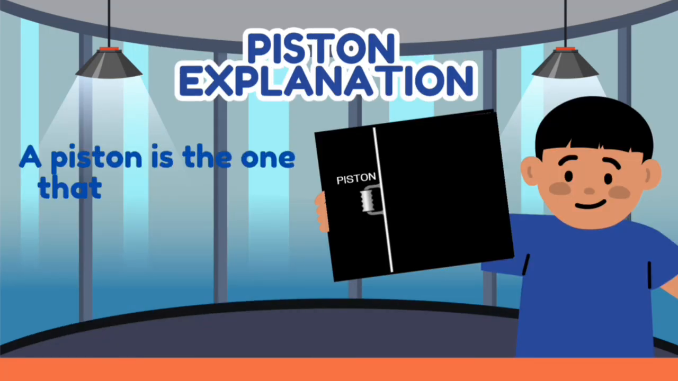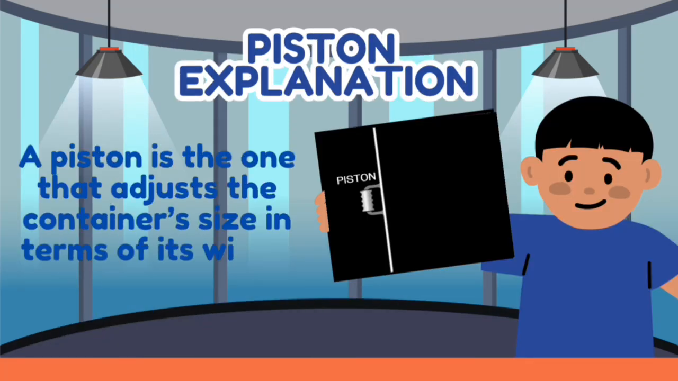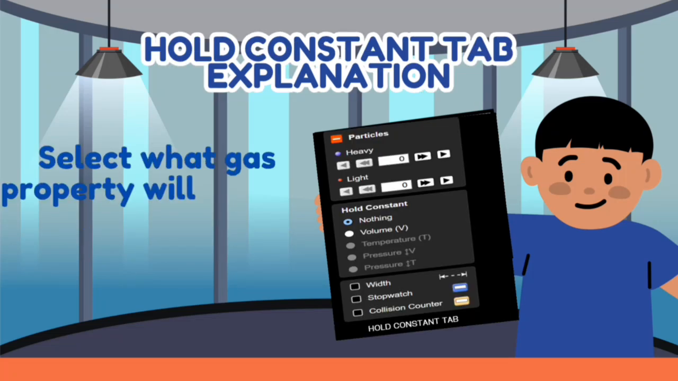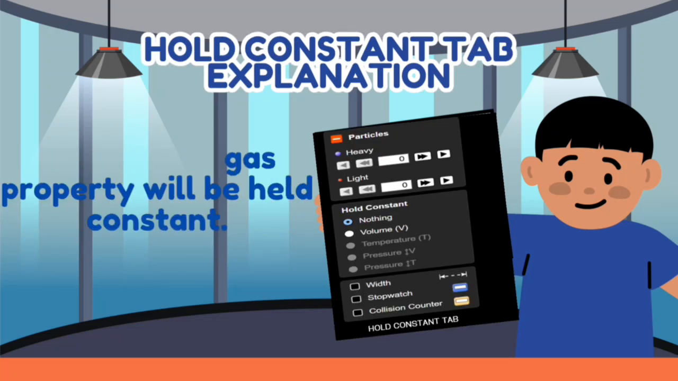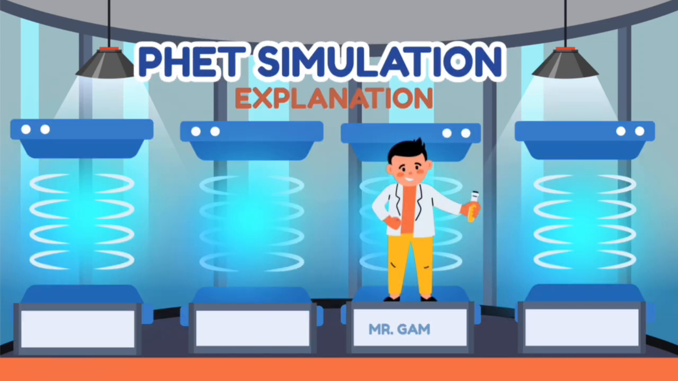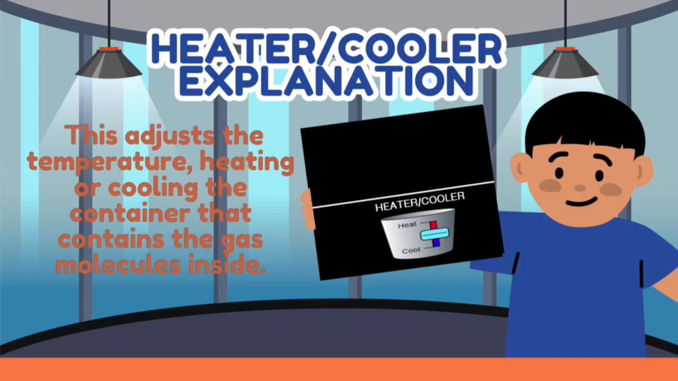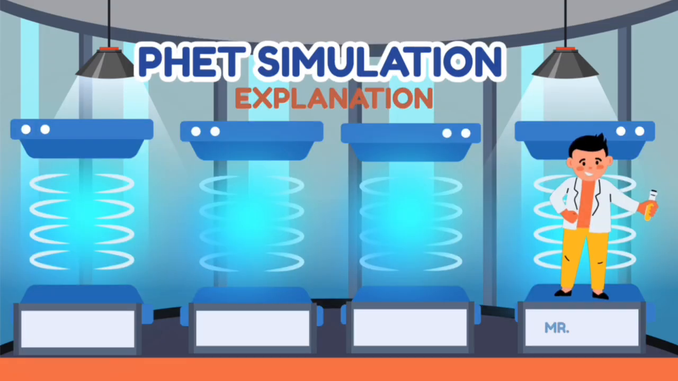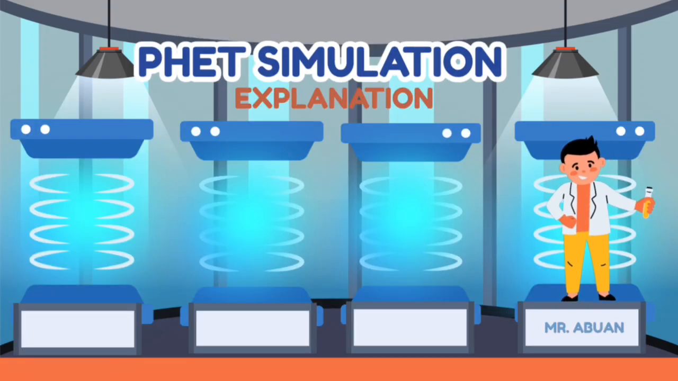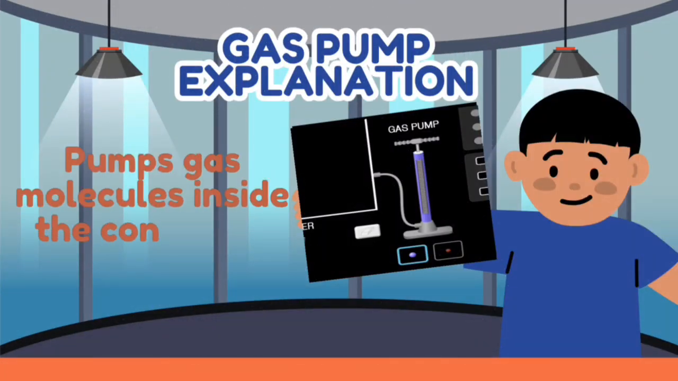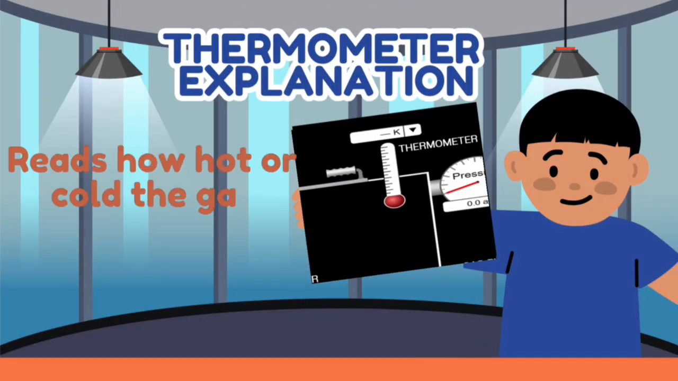A piston is the one that adjusts the container size in terms of its width. Select what gas property will be held constant. This adjusts the temperature, heating or cooling the container that contains the gas molecules inside. Pump gas molecules inside the container. Reads how hot or cold the gas molecules inside the container are.